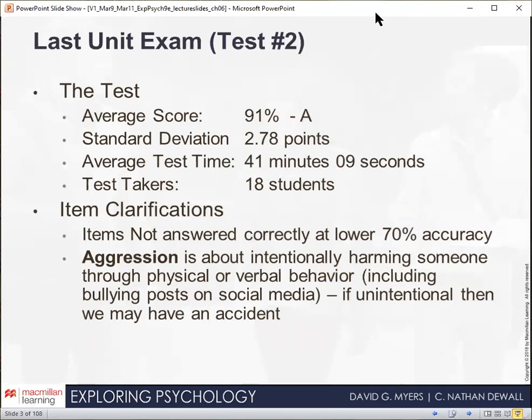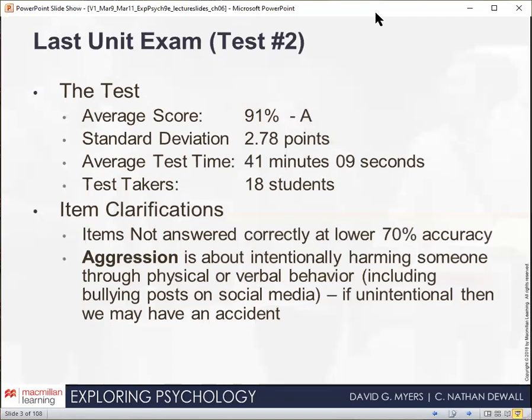What we did last time is we looked to see if there were any items that needed some clarification. Last exam, there weren't any. We do have a few today that we want to go over just to make sure that you understand the concept. What I mean by items for clarification is items not answered correctly by a majority of you, at lower than 70% accuracy. Those are the ones that I want to focus on a little bit.